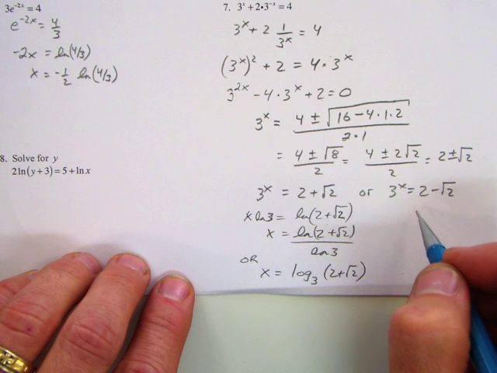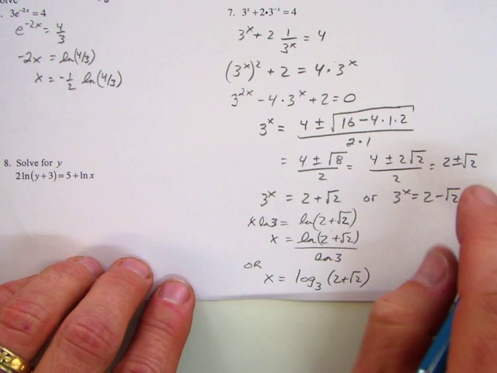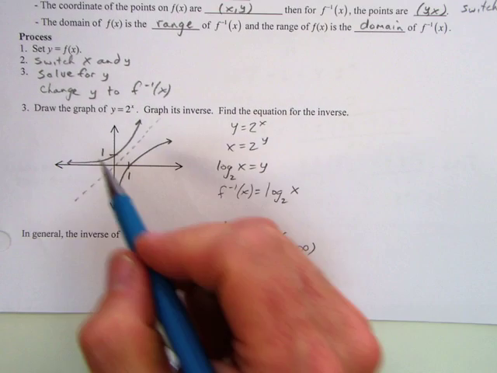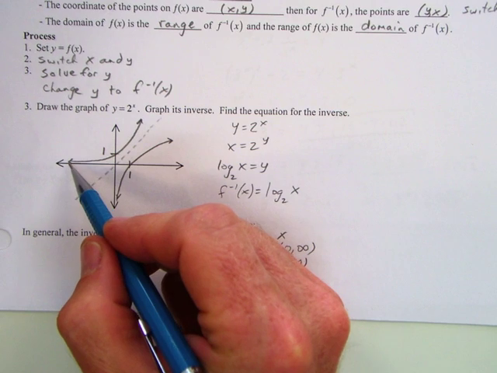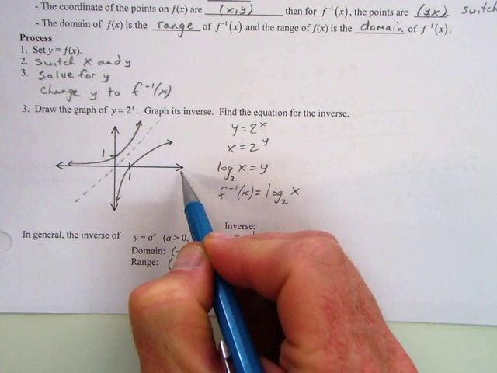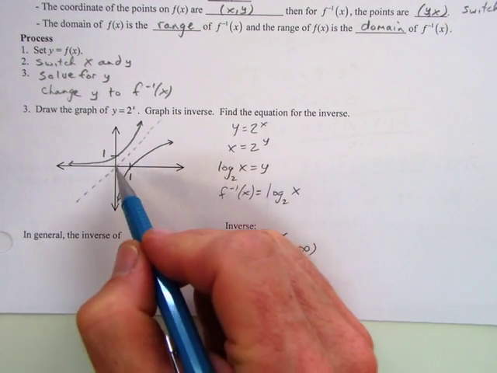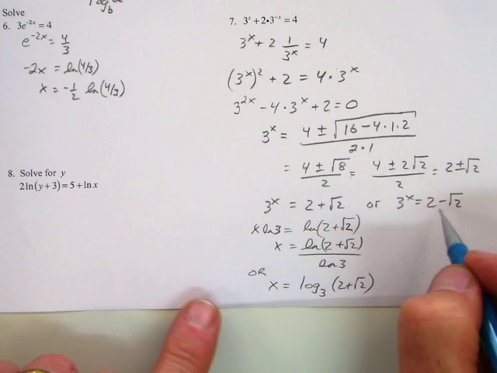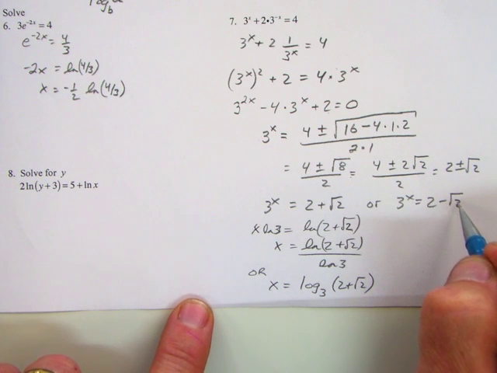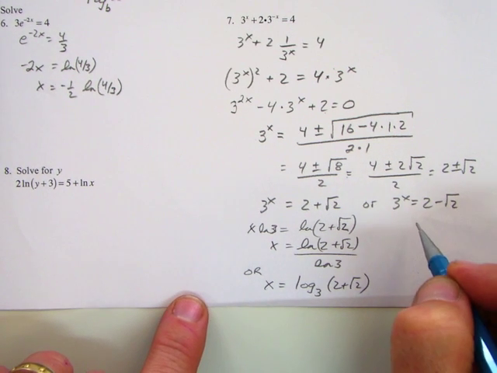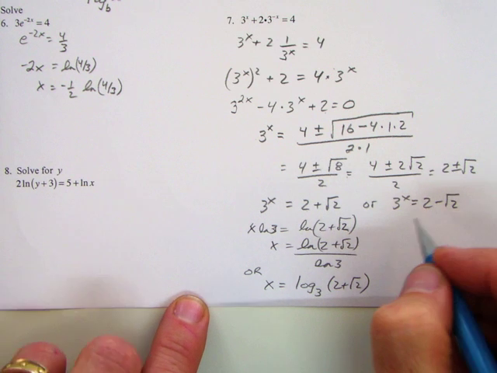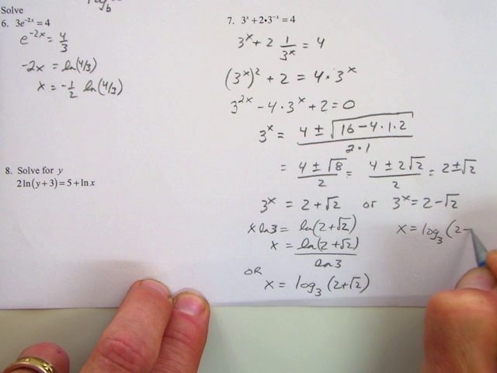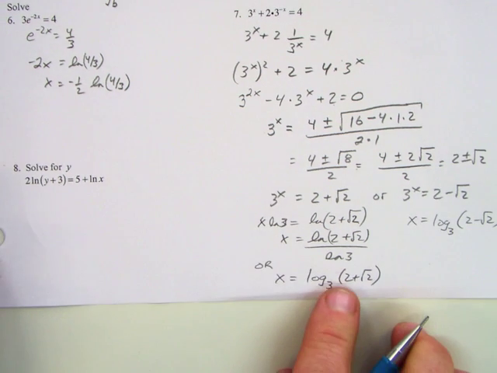So 0 and below, because recall, when we are looking at the exponential function here, it has the horizontal asymptote of the x-axis. It will never hit y equals 0, nor will it go below. So if this number was, for example, the square root of 5, you would have to say there's no solution here. But since this one's okay, we can say this is log base 3 of 2 minus root 2. And that's it for there.